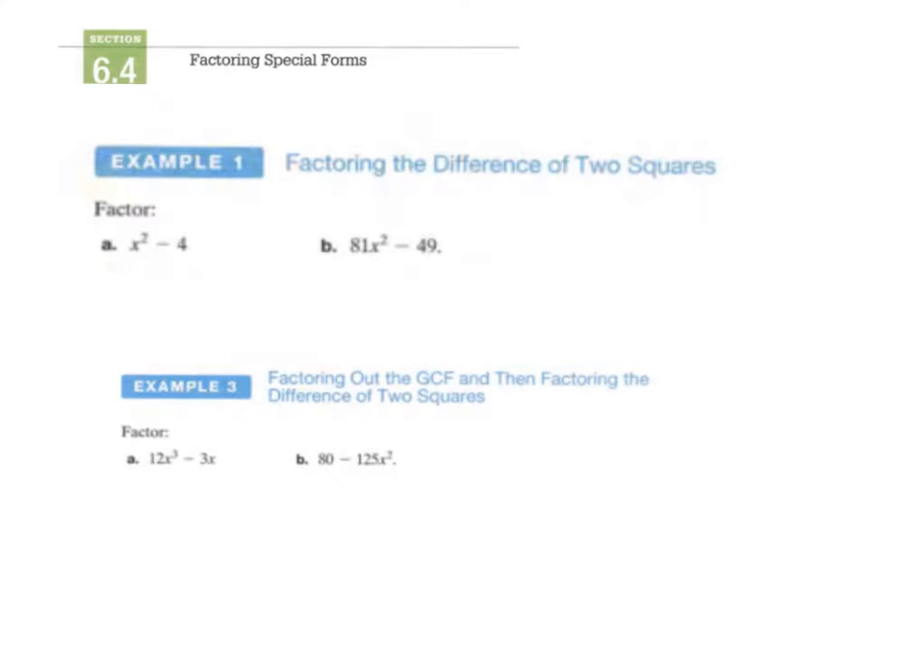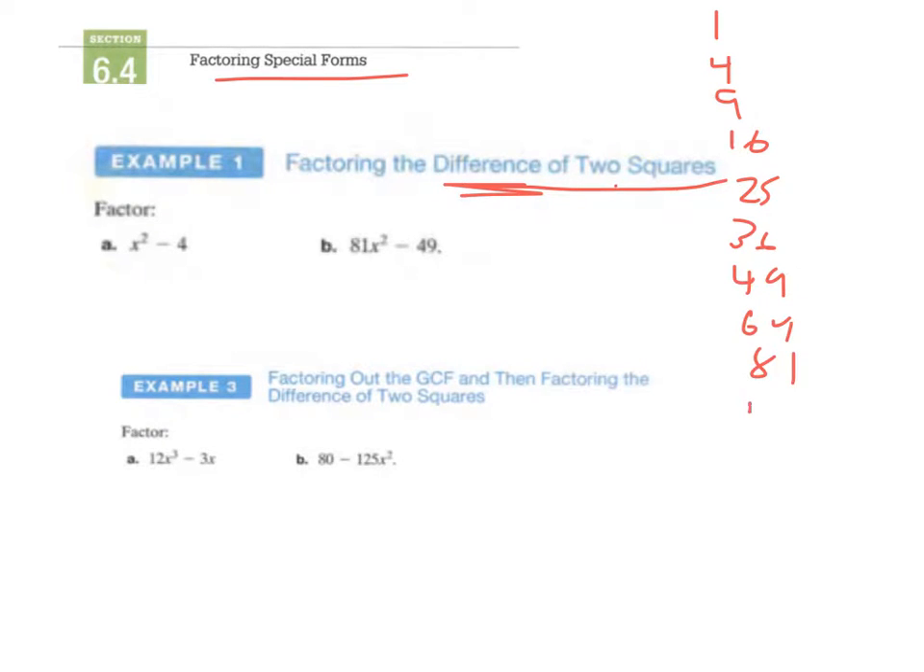We're going to factor what's called special forms. I mean, special ones, there's kind of a shortcut. The first one is difference of squares. That means if we have a subtraction sign and we have two squares, that means numbers that fall in the categories 1, 4, 9, 16, 25, 36, 49, 64, 81, 100. Then we're going to factor in this format.